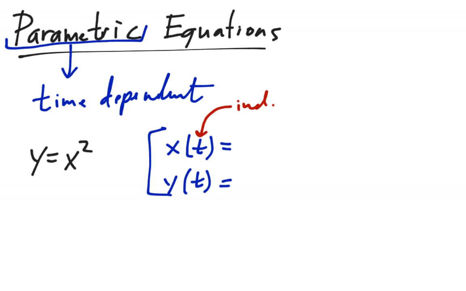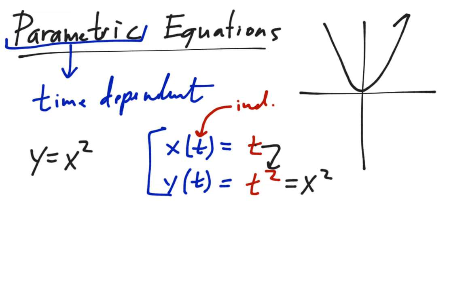But here's an example of a parametric equation. You could have x equals t and then y of t equals t squared, and basically because x equals t, y of t, which is t squared, also equals x squared. So we get the same graph, the same parabola, but the time means that now we're talking about the motion of a particle along this parabola. And so at t equals 0, you'd be at the origin. At t equals 1, you'd be at the point 1, 1. At t equals 2, you'd be at the point 2, 4, etc.